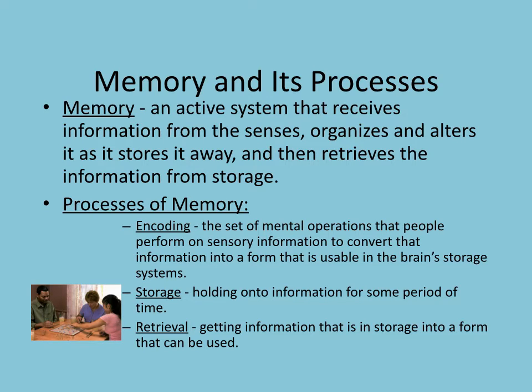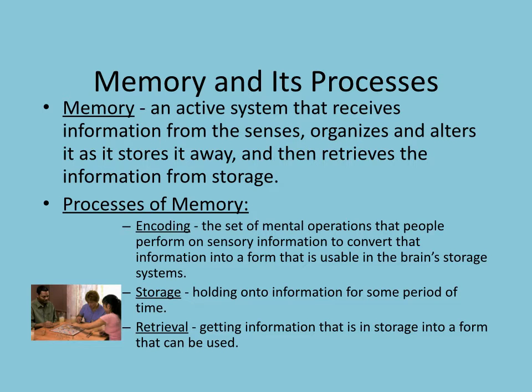Encoding is when, using maintenance rehearsal in your short-term memory, it converts sensory information into information that can be stored into your long-term memory. Storage is when it sits in your long-term memory and waits for you to call upon it in your working memory, and then retrieval is getting that information out. Now, if you ever are stuck thinking you can't come up with an answer, there's typically an error in the storage, retrieval, or encoding.